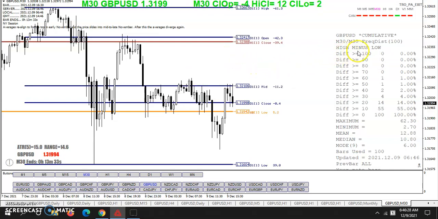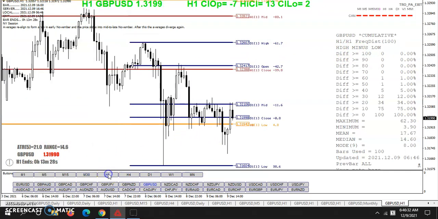And so right now we're looking at M30 and the range is 14.6. So how does that help us? Well, if you move up a time frame, you can see that the range is 14.6 on the hour. So what that's telling you is that price isn't breaking out, it's staying within that range.